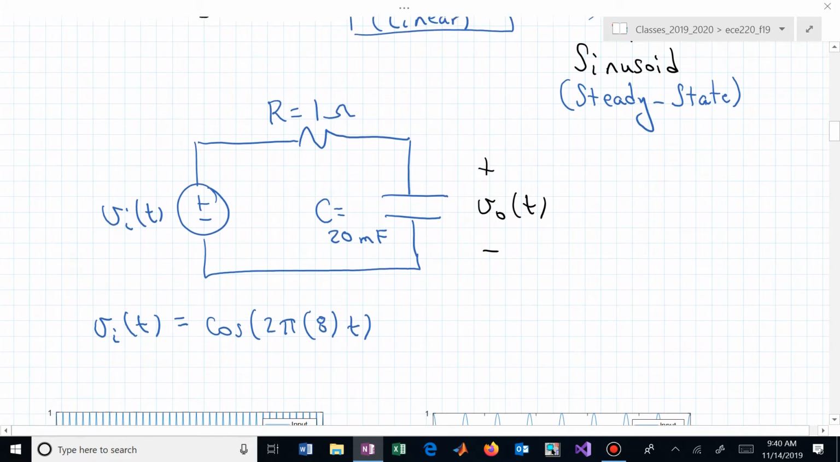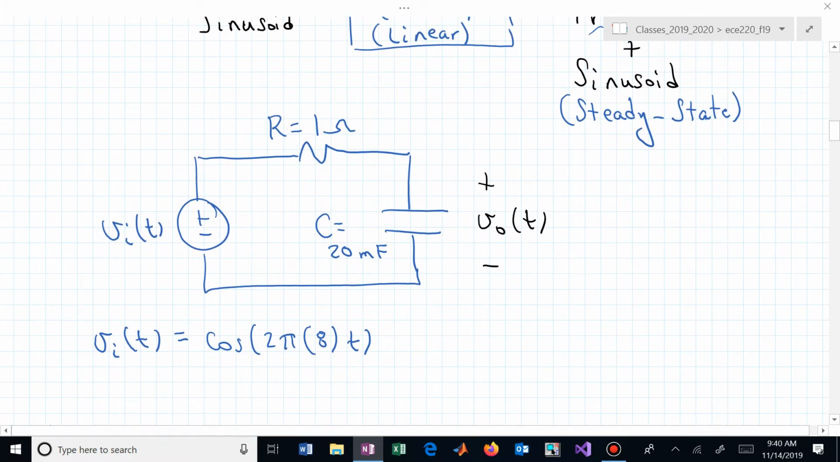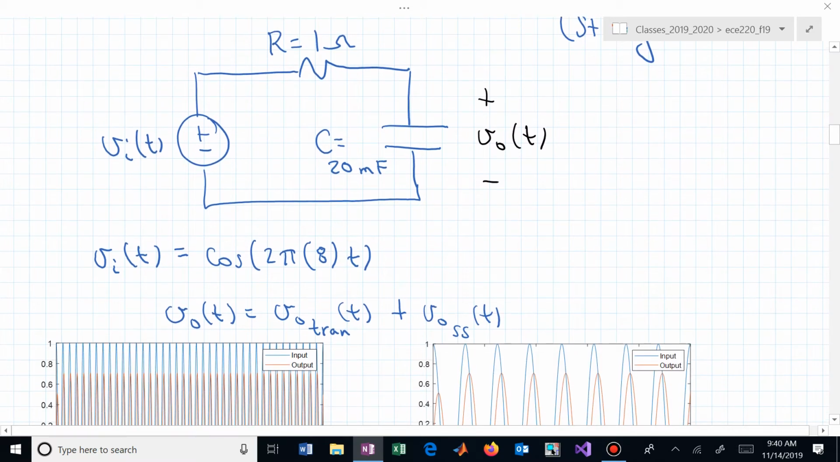Well, what's going to happen at the output before I show you, and if you have your notes in front of you, you already know, that V sub O of t we can separate into two pieces. We can say it has a transient piece and it has a steady state piece. And this is chapter 9.